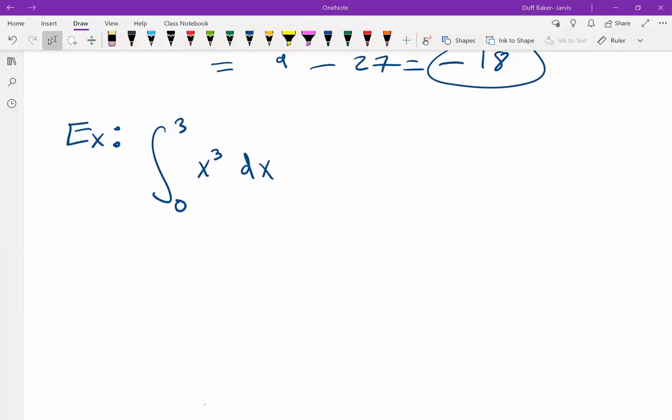Okay, well, I want you to spend a few minutes making sure you can do one yourself. So spend a few minutes and try computing this one from the definition. So write down the definition involving a limit of a sum, and then see if you can simplify it down to the correct answer.